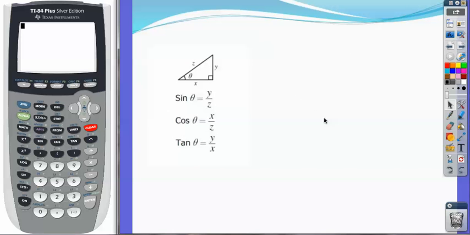So the first thing is, here's where on your formula sheet it's SOHCAHTOA. So I would probably write beside it SOHCAHTOA.